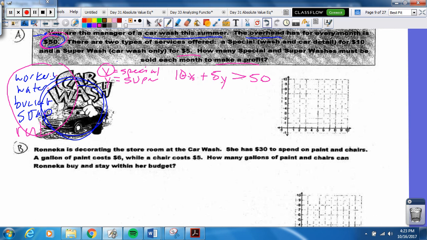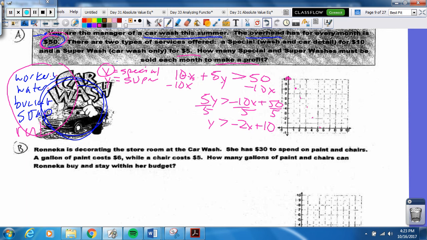No problem. So we can do this via a graph. So let's subtract 10. Subtract 10, just like we would for a regular y equals mx plus b problem. So 5y is greater than negative 10x plus 50. Divide by 5, divide by 5, divide by 5. And y is greater than negative 2x plus 10, like that. Okay, so let's graph this right here. So we have 10 here, down 2 over 1, down 2 over 1, down 2 over 1, down 2 over 1, down 2 over 1.